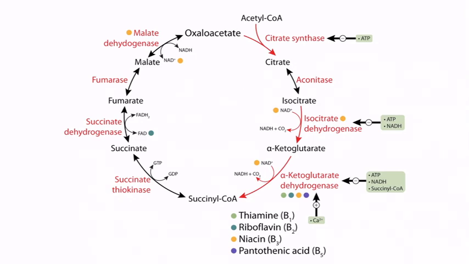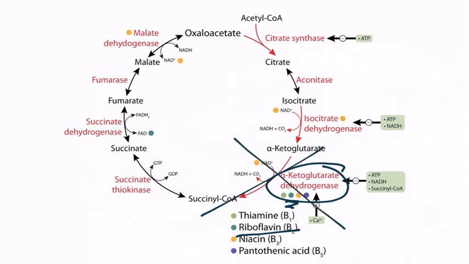From the figure, we can see that B2 is a necessary cofactor for alpha-ketoglutarate dehydrogenase, so a lack of vitamin B2 would result in inhibition of this reaction. Also notice from the figure that the conversion of succinate to fumarate requires vitamin B2 in the form of FAD. Without this vitamin, this reaction would also be inhibited.